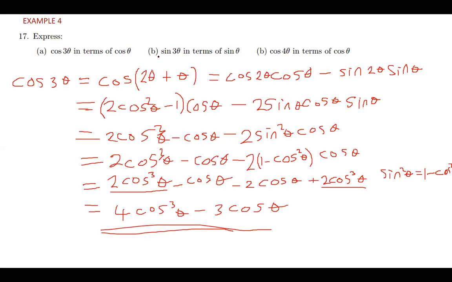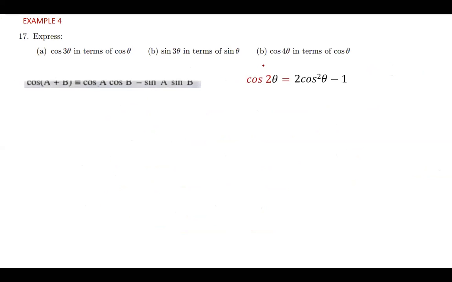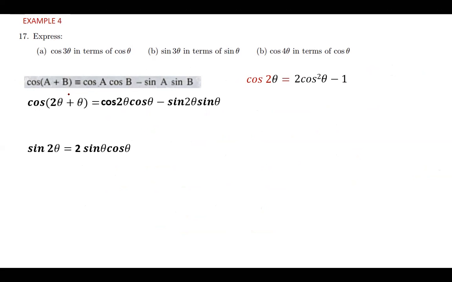So same applies to B and C. You do them the same way. So I solved this, I think so. Yeah. The first one, cos A plus B, that's the identity you use to solve question A. And then you know that cos 2A gives you 2 cos squared theta minus 1. So you express it in that form. Cos 2 theta plus theta will now give you that. And then you get your solutions like that.